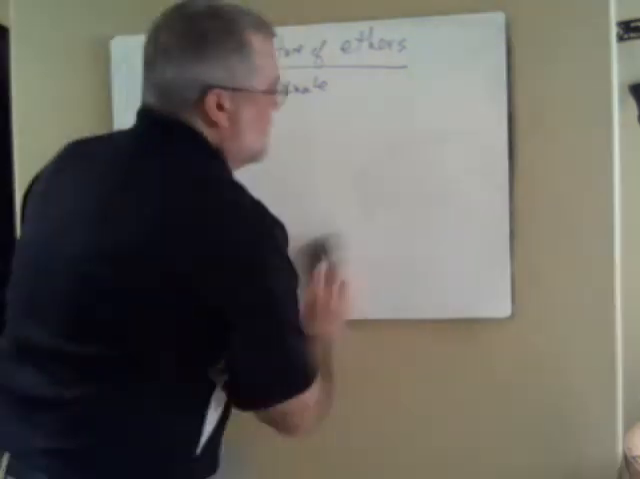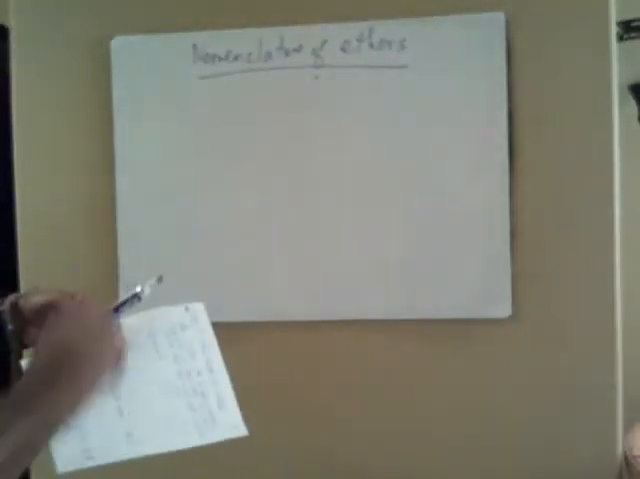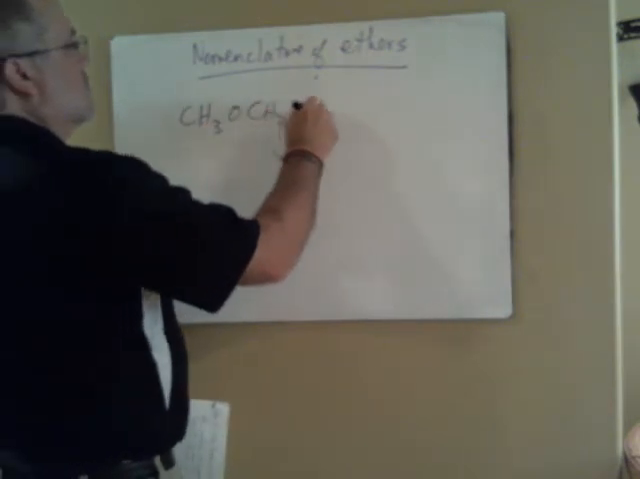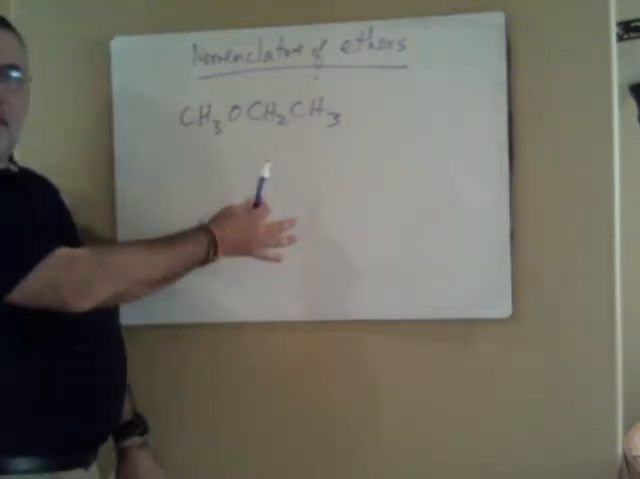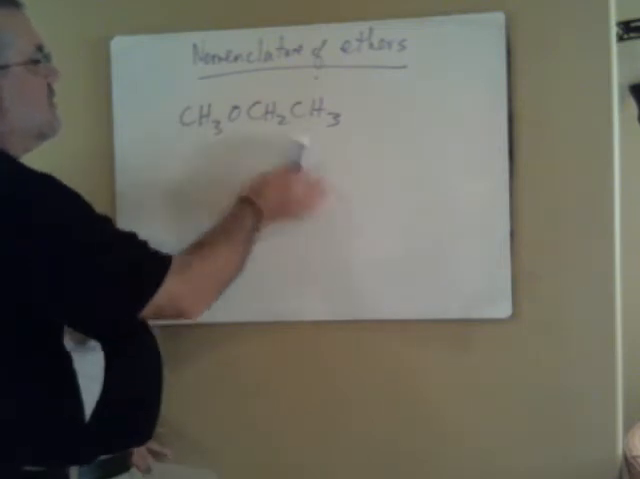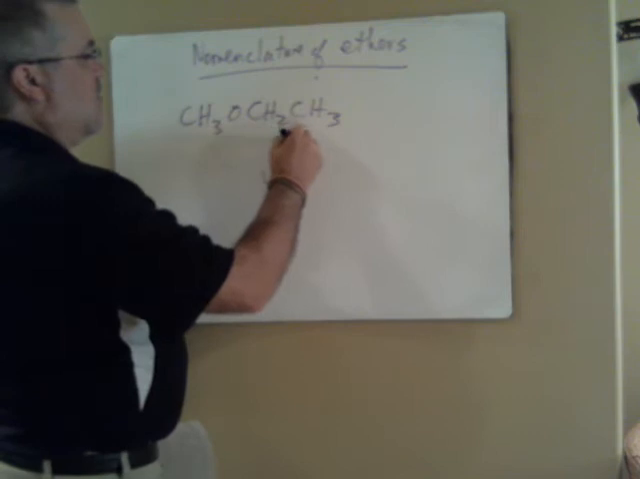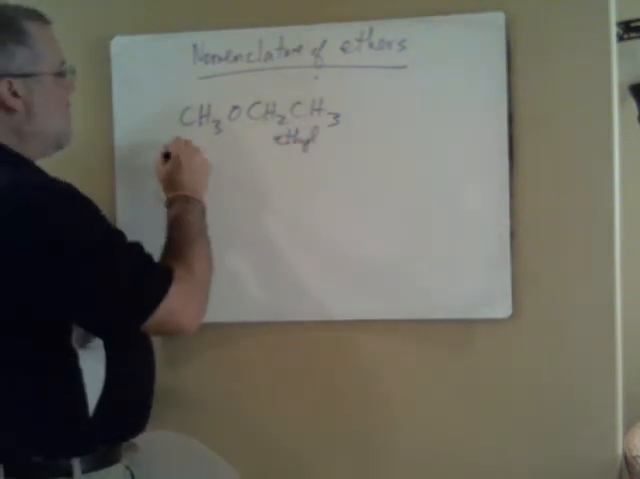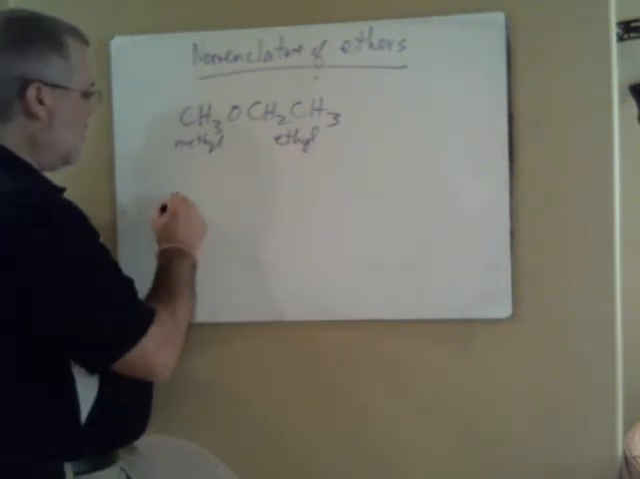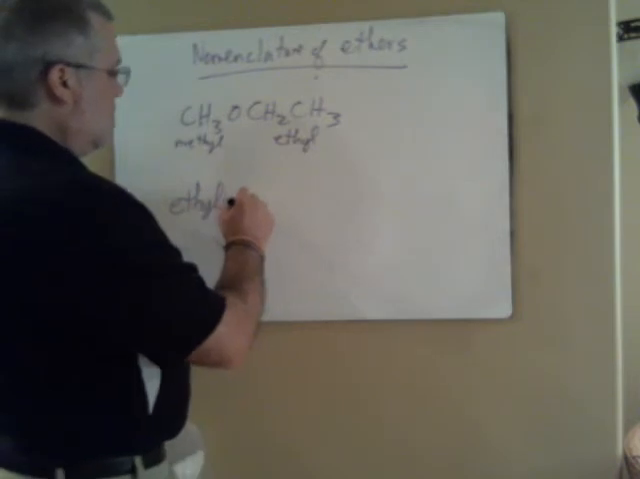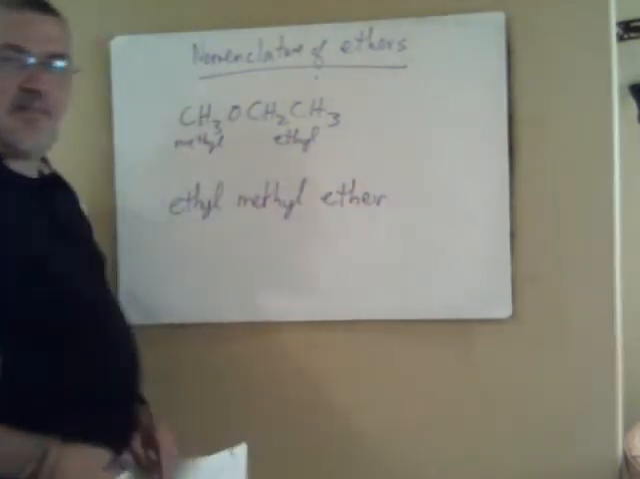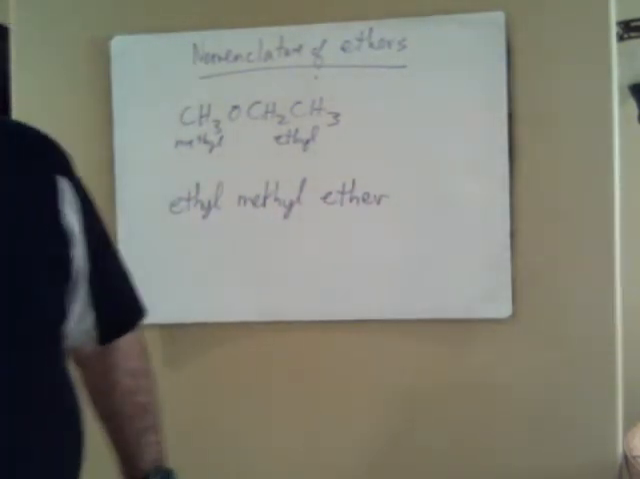Okay, and so an example of that would be this. So looking at this acyclic ether, we can see that there are two organic residues attached to the oxygen. So we look at the two residues. We know that this is an ethyl, right? And this is a methyl. And so all we do is put these, of course, in alphabetical order. So we'd say the name is ethyl methyl ether. So that's a pretty simple way of naming the compound.